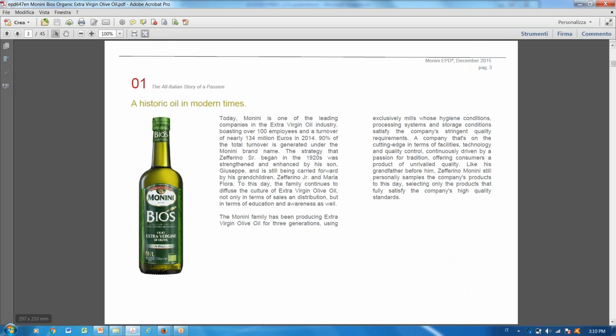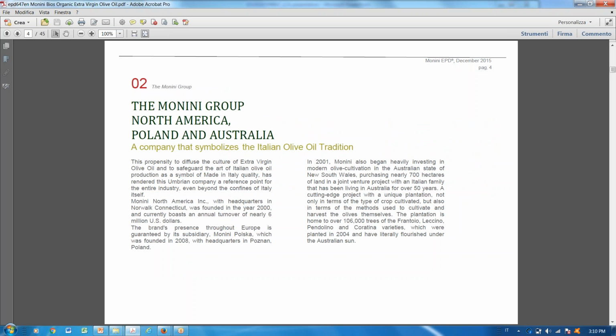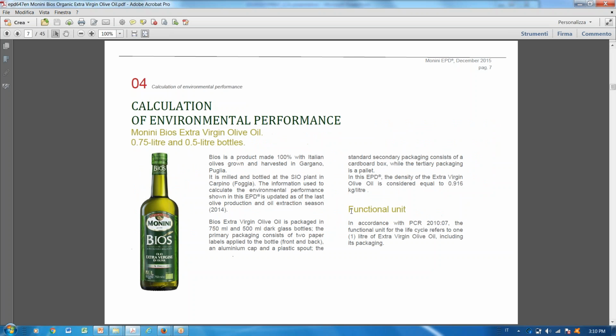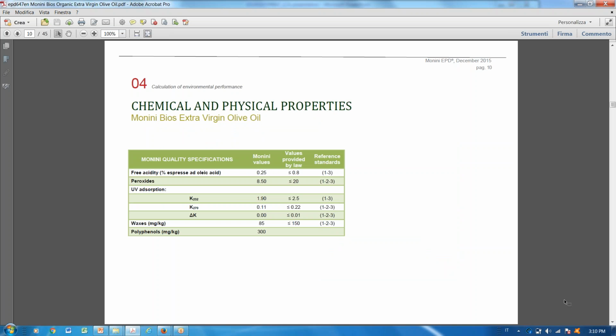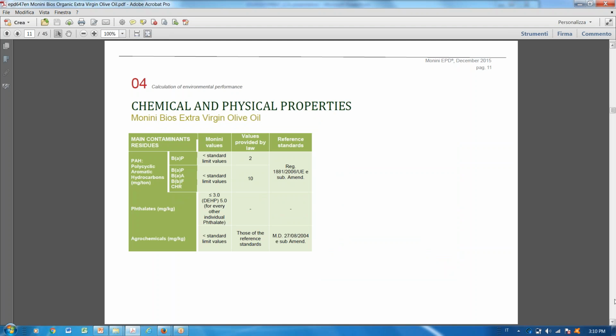And then there is a functional unit they have studied. And then there are the indicators that they have calculated through all the life cycle of this product, which is olive oil. This is the boundaries of the system.